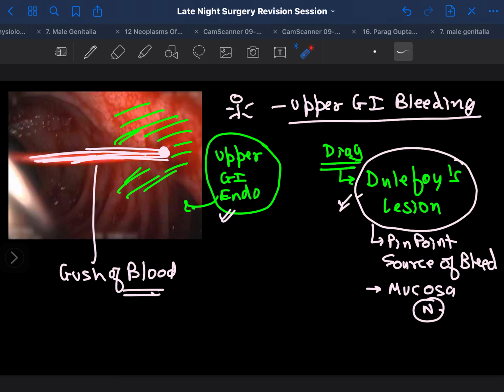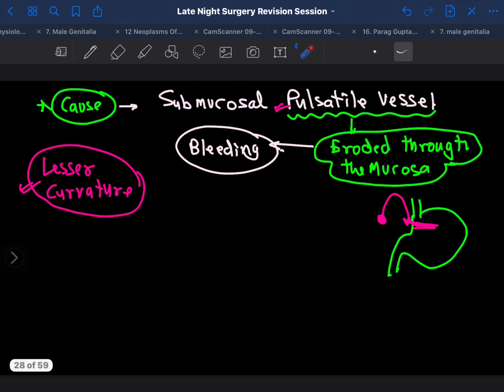Then I said that there is a patient who is coming to you with an upper GI bleed. Now, what did you do? You performed an upper GI endoscopy. On upper GI endoscopy, you found that the surrounding mucosa is kind of normal, but there's a torrential bleed which is occurring from one point. Now, this basically gives you a diagnosis of a Dieulafoy lesion. Okay, so in the Dieulafoy lesion, what do you find? You find a pinpoint source for the bleed, and the surrounding mucosa is kind of normal in this particular patient. So there's a gush of blood which is coming out, and the surrounding mucosa is kind of normal.